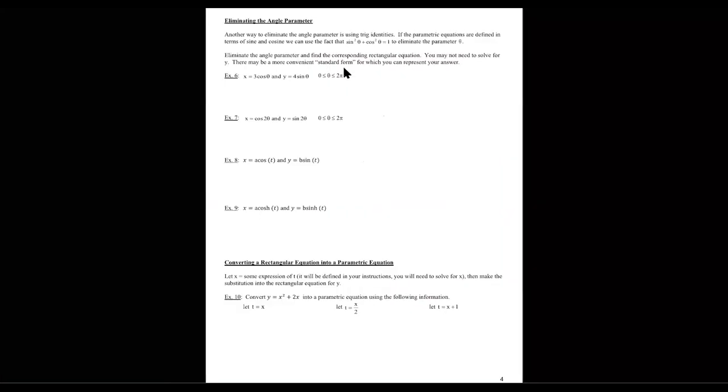So page 4, we talked about the idea of converting from parametric form to rectangular form and vice versa.